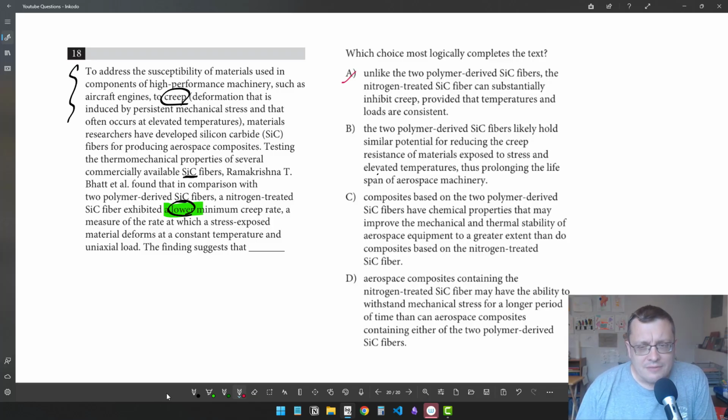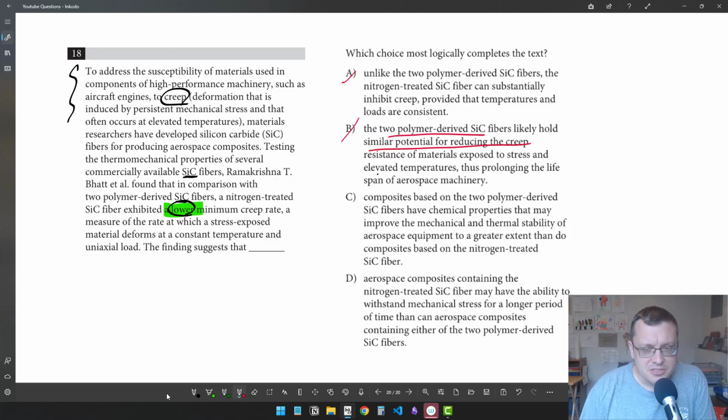B, the two polymer-derived SiC fibers likely hold similar potential for reducing the creep resistance of materials exposed to stress and elevated temperature, thus prolonging the lifespan of aerospace machinery. Well, the whole point was that the nitrogen is lower, so why are we saying that the other two hold similar potential? The whole point was that the nitrogen's better. So I don't know why suddenly we'd be saying, oh, but actually the polymer ones are really good too, like they're just as good. Seems to go against the claim here.